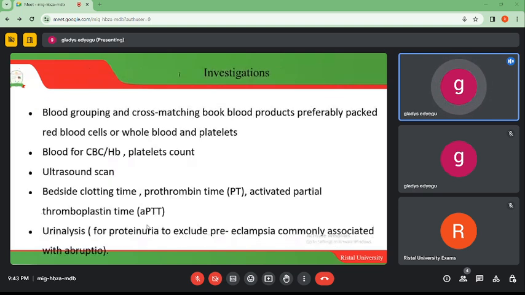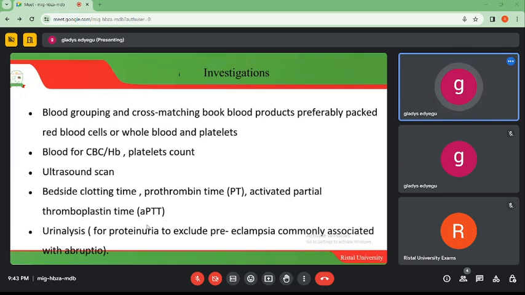Then investigations are just the same as in placenta previa. We do blood grouping and cross matching. We do CBC to see the Hb estimates and then the platelet levels. We also do the ultrasound to rule out what could be the issue. Is it placenta previa or placenta abruptio, and eventually we may see it is placenta abruptio.